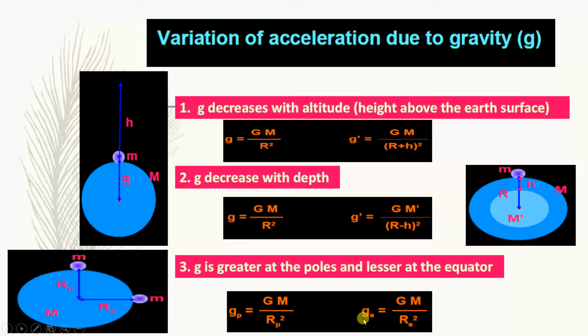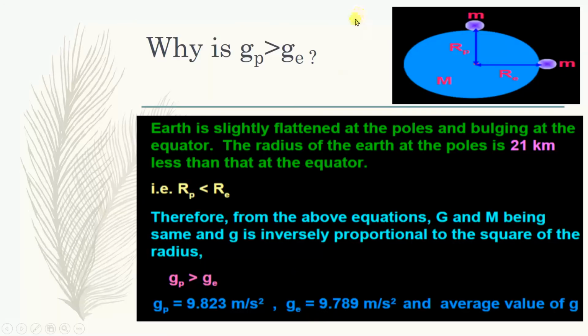This question comes in the paper also. Why does it happen? You have to use the concept of radius. The radius at the equator is more than that at the pole by 21 kilometers. Let's discuss this question: why is g at the poles greater than at the equator, meaning the acceleration due to gravity is more at the poles than at the equator? Because at the pole the radius is lesser than that of the equator by 21 kilometers.